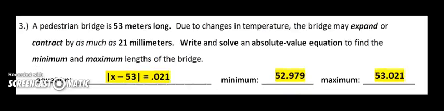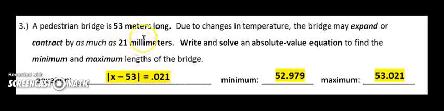Number 3, a pedestrian bridge is 53 meters long. Due to changes in temperature, the bridge may expand or contract by as much as 21 millimeters. Write and solve an absolute value equation to find the minimum and maximum lengths of the bridge. Now, we want it to be 53 meters long. We're allowing it to either expand or contract by 21 millimeters.